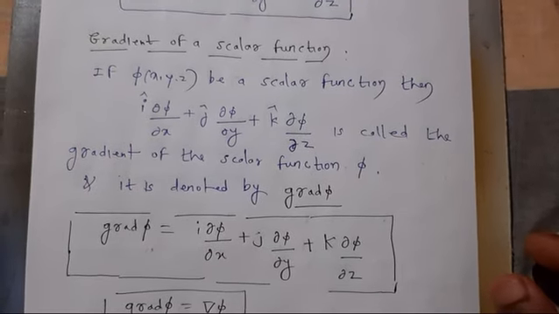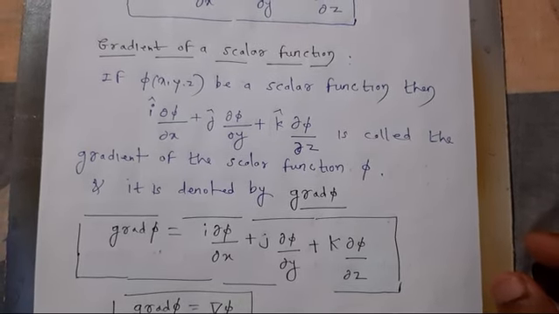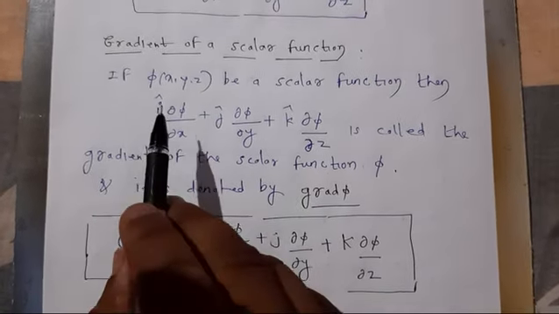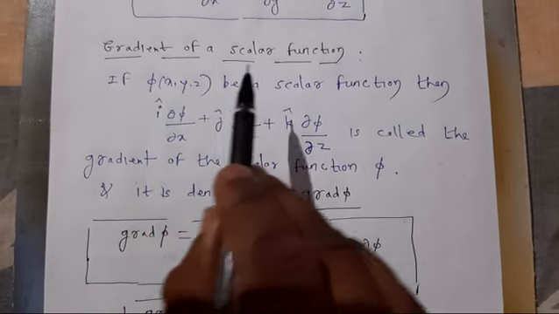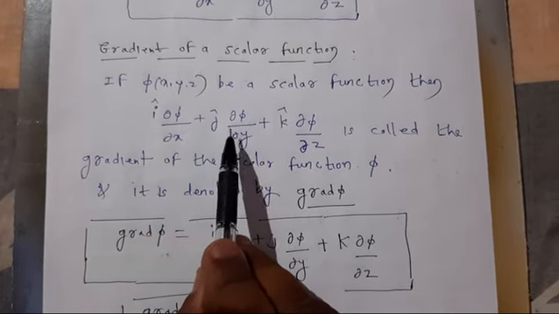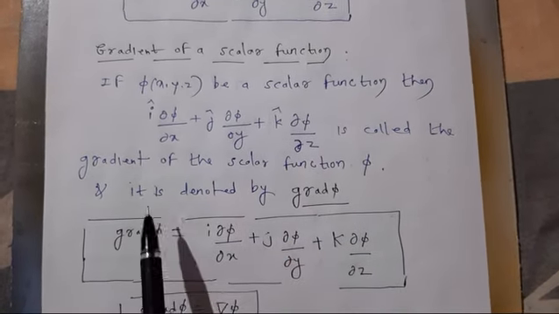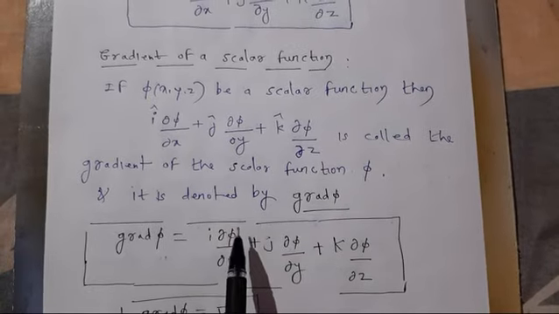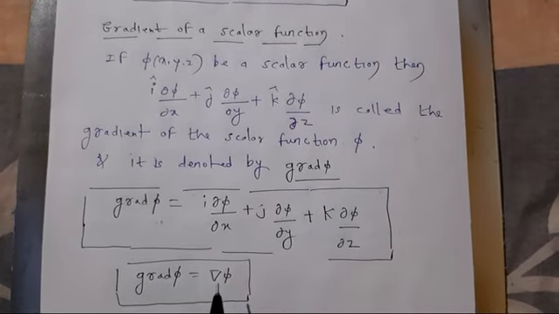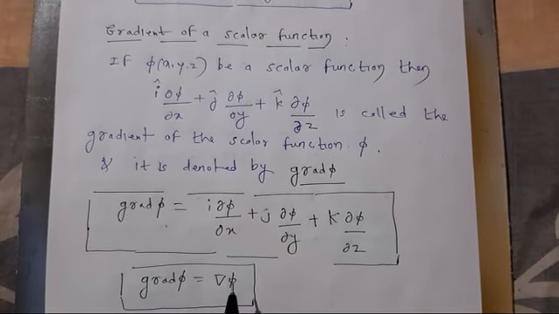Now we will define the gradient of a scalar function. Here gradient is a vector function of a scalar function, and in the next lecture we are going to discuss divergence. So I will define: if phi of x y z is a scalar function, then i ∂phi/∂x plus j ∂phi/∂y plus k ∂phi/∂z is called the gradient of the scalar function phi. We denote this as grad phi, or also as del of phi. So del of phi indicates gradient of phi.